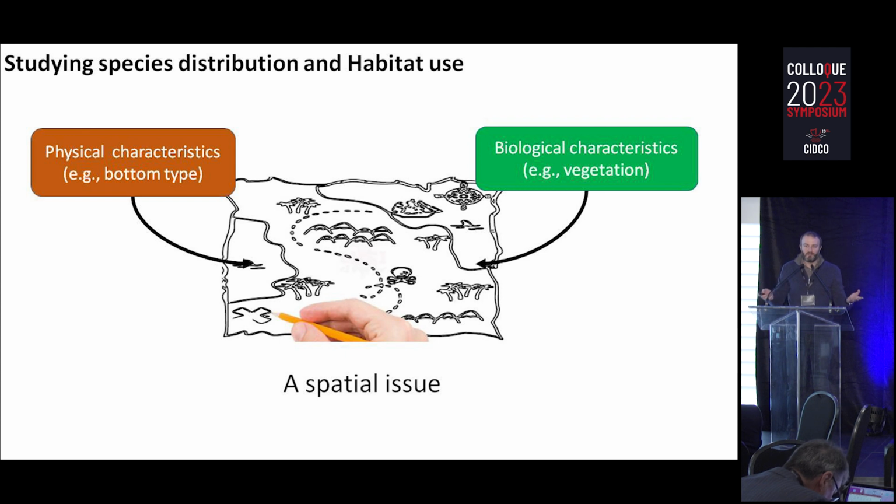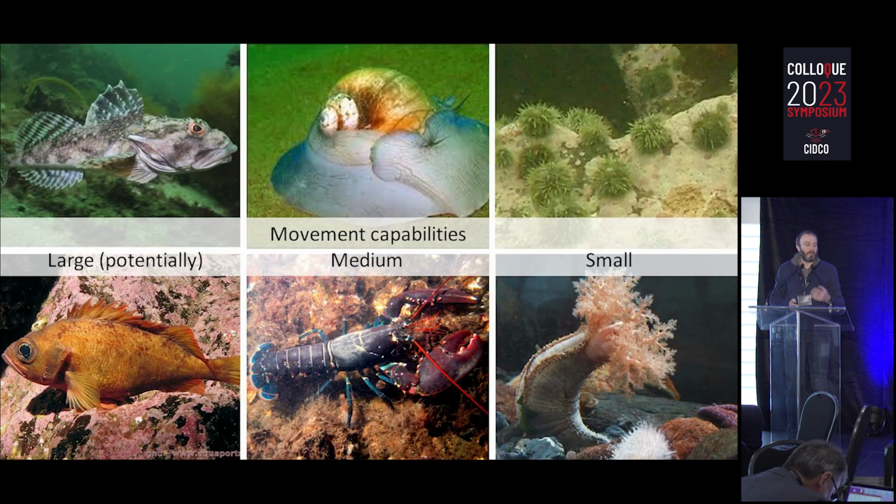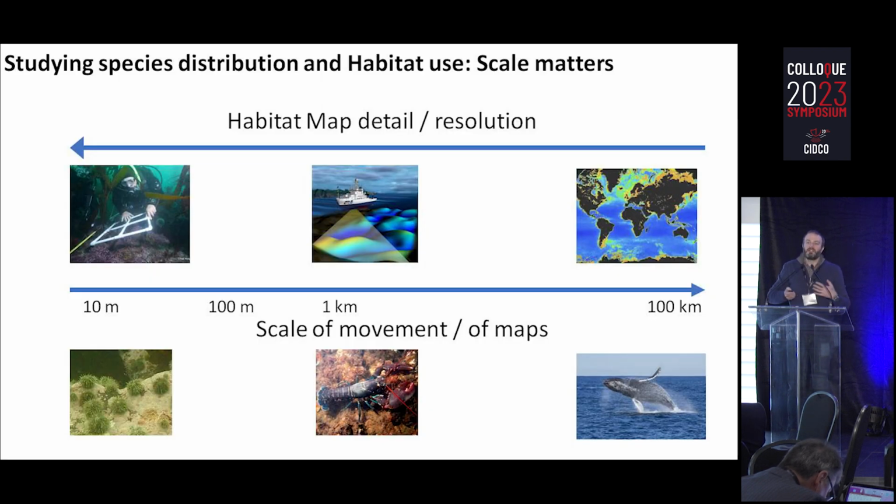So basically, the last two aspects are mainly a spatial issue. So we need to have maps, and we have to take into account that the different animals have different capabilities in terms of movement, so there will be some that move really slowly or over short distances, and some species that move potentially over large scales. So that means that we need to adapt our maps, or we need maps of different scales to match the movement.